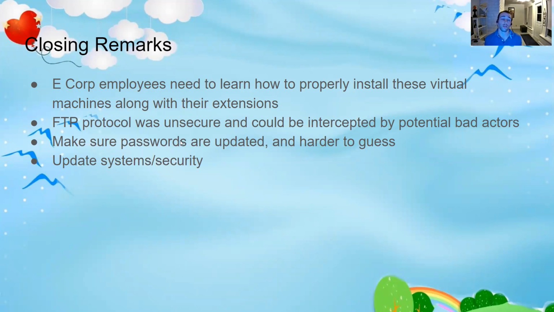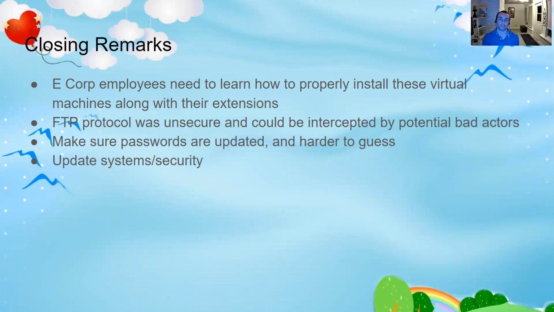And so for one of the closing remarks, I would say is that eCorp employees need to learn how to properly install these virtual machines along with their extensions. And so for that, just making sure that they're connected to the correct networks, whether it's the DMZ or an internal network. And one note was that the file transfer protocol was unsecure and could be intercepted by potential bad actors. And so another thing would be to make sure that the passwords are updated and harder to get. As you can see that some of them, such as too hard to guess or just having a password, could be a potential problem.